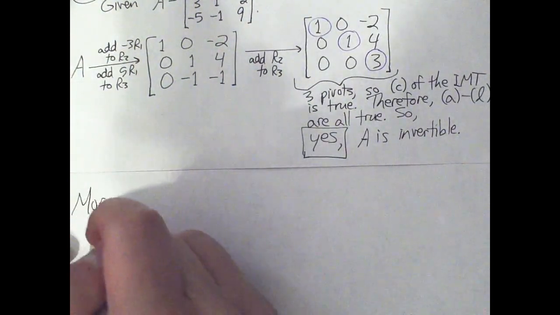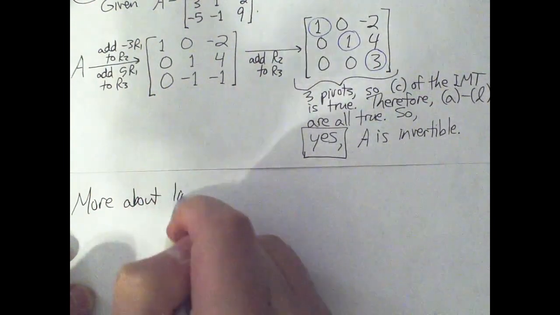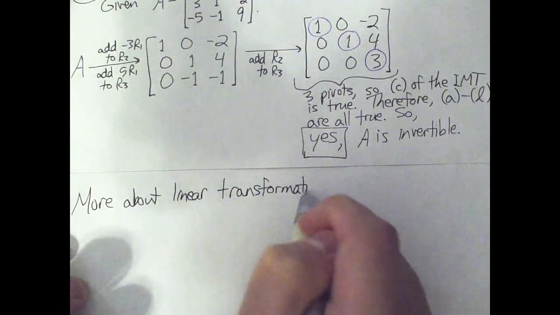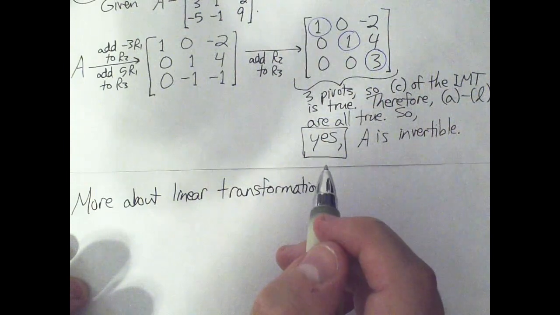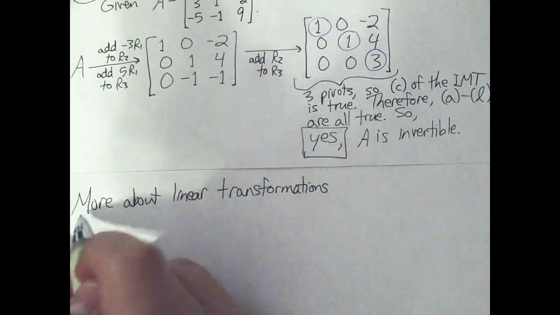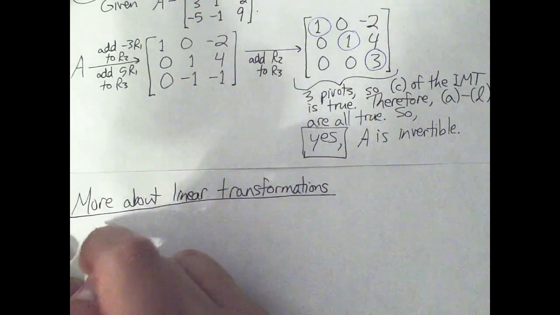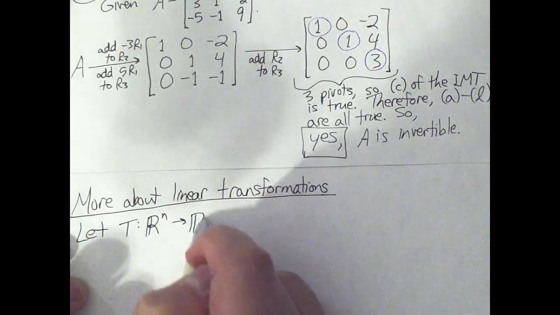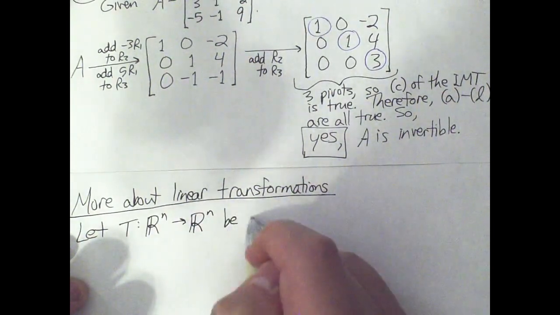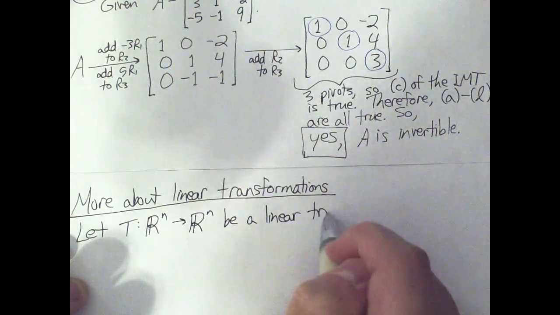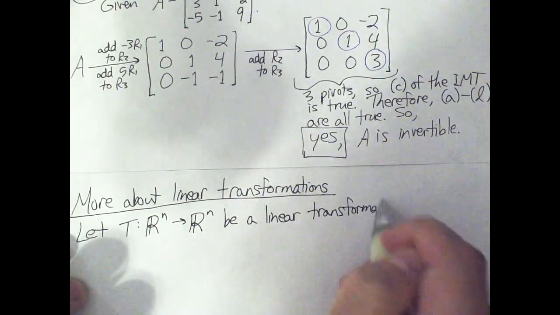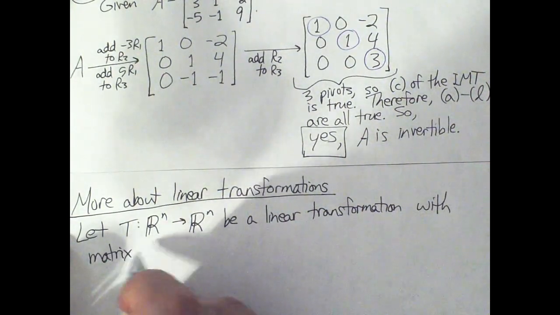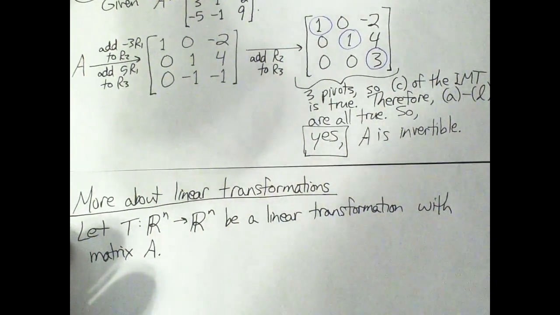I want to say some more about linear transformations. This is something that can be discussed right here, or it's something that we might have been able to discuss in the previous lesson, but I saved it until now. All right. Let's suppose that we have a transformation from Rn to Rn. Let's let it be a linear transformation with standard matrix A. We know that it has a standard matrix. I'm just saying we're going to label it as A.